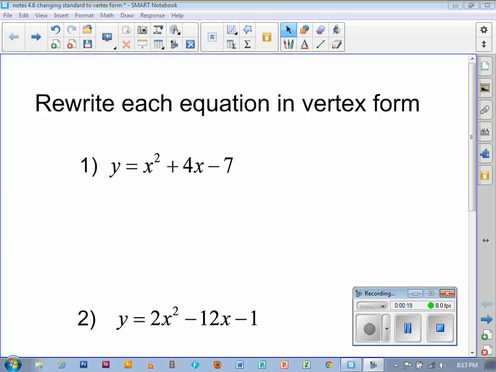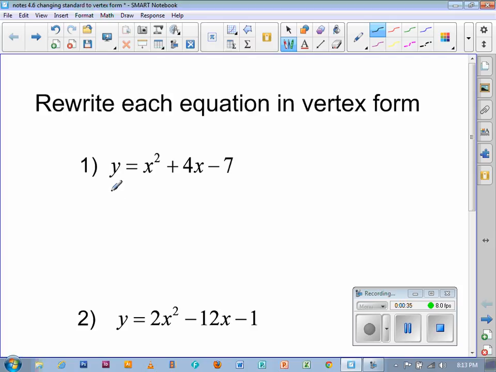If you watch that video, we showed you another technique on how to do that. But I think now that we know how to complete the square, you might like this a little bit better. The objective is the same, though. It's to change an equation that's in standard form to vertex form.